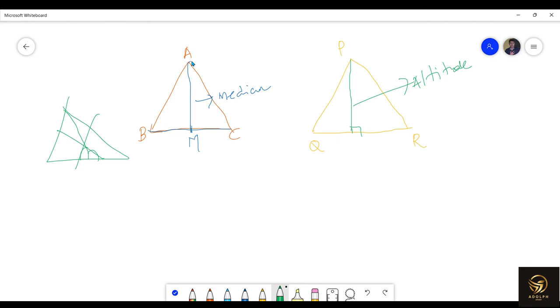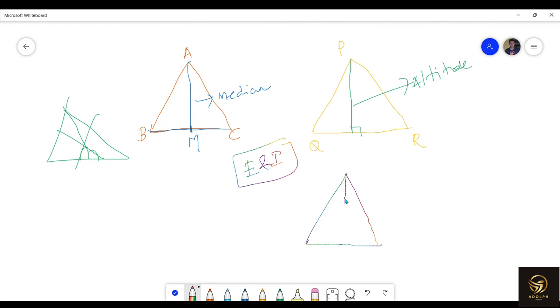Median means from the top vertex to the midpoint, and altitude means from the top vertex to the base, it is going to be perpendicular. So there are two lines and they are doing two different works. Just understand this. In equilateral and isosceles triangles, don't read it as exterior and interior, equilateral and isosceles alone, maybe like in a lack of labor, one same person will be doing another work also, right? So in the same way it is going to work.